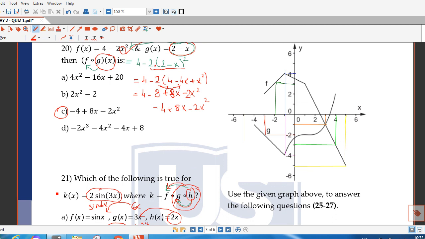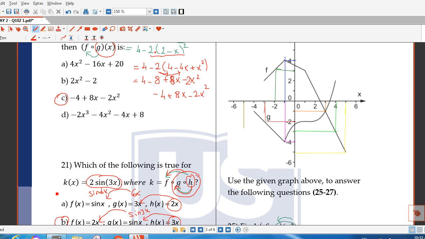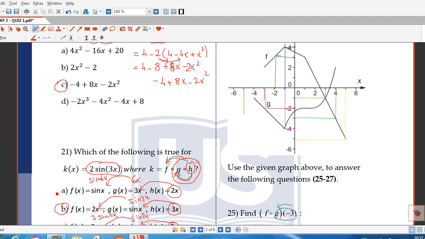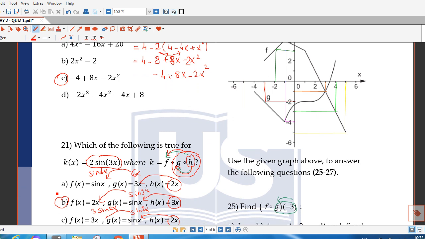For 25 to 27, we are going to use the given graph. f of g of negative 3. Question 25. The logic is the same.